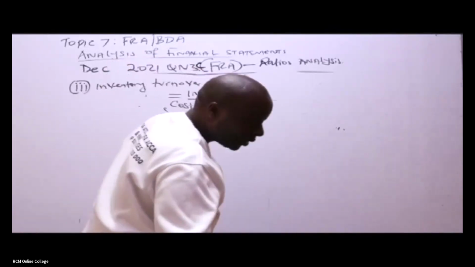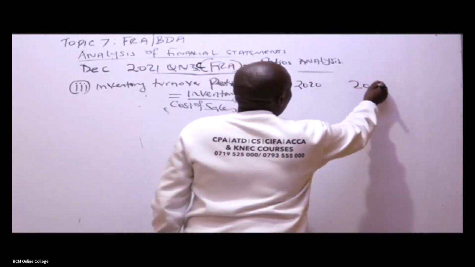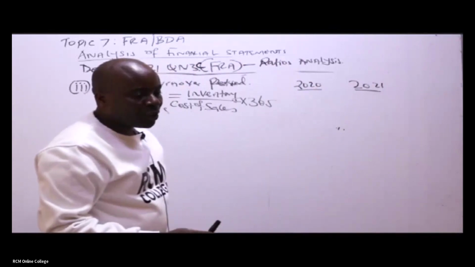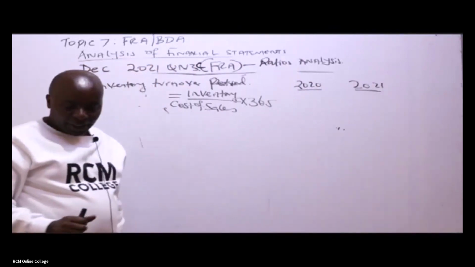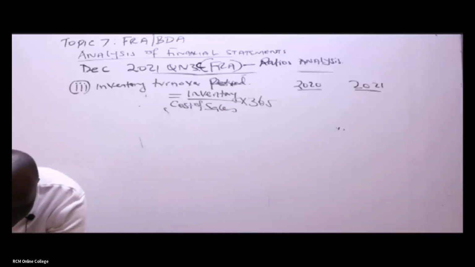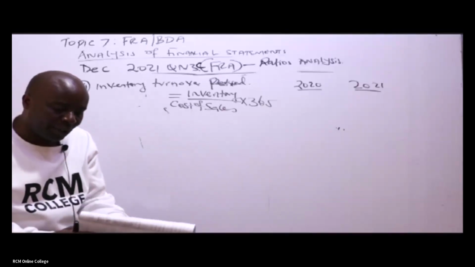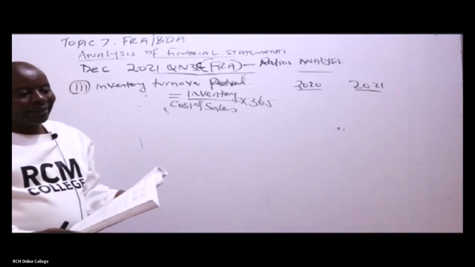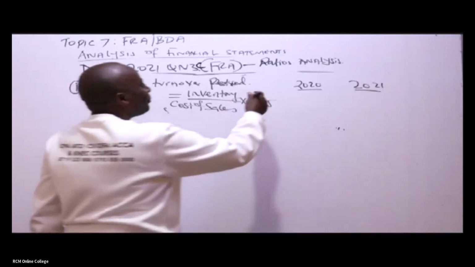So come and give us these figures. We have 2020, 2021. So are you able to see inventory for 2020? Students, are we together really? Inventory figure. Go to current assets, pick inventory. How much do we have there under current assets? Pick inventory. 81,000.